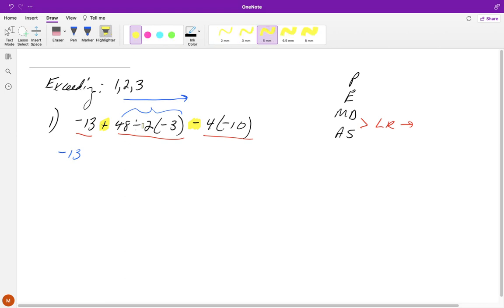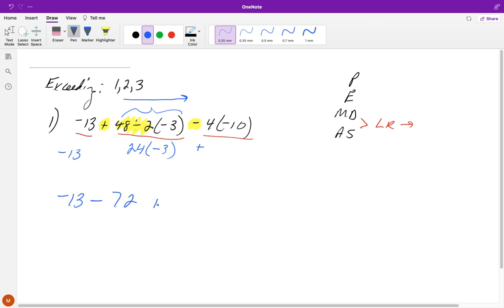So the first thing I need to do is 48 divided by 2, and 48 divided by 2 gives me 24. And then I multiply by negative 3. I know a positive times negative is going to give me a negative, and 24 times 3 is going to give me negative 72. And then from here, I'm done with that grouping. I see I have just multiplying. I have a negative times a negative, so I know it's going to give me a positive, so I'm going to do positive. And 4 times 10 is 40.